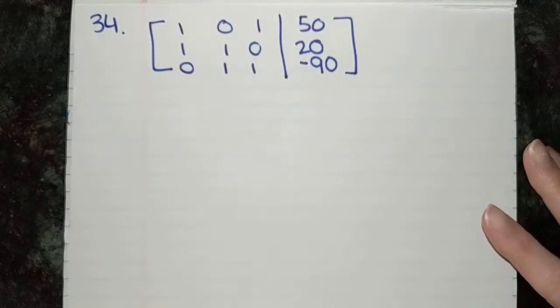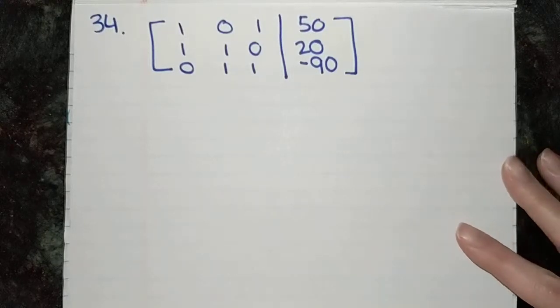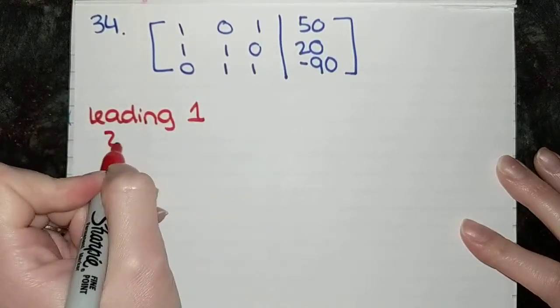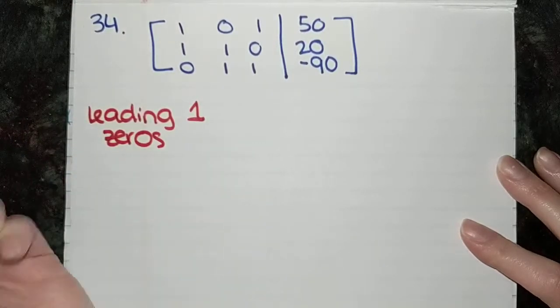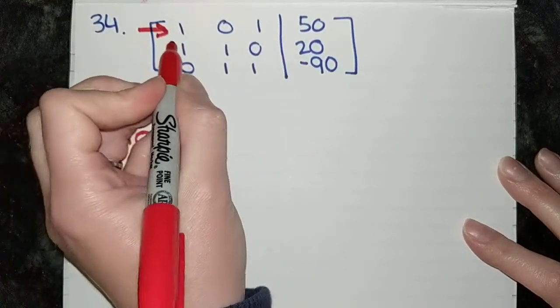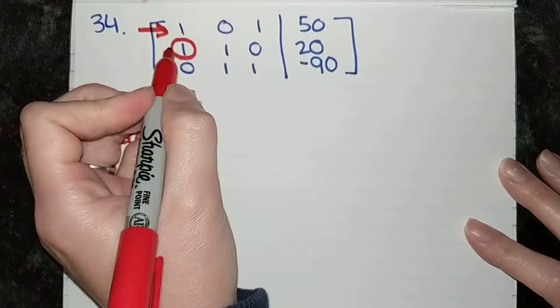So with this one, what we're going to first do is focus on getting the leading 1 in each of the rows, and then getting the zeros above and below that leading 1. So if you start in row 1, you'll see that you have the leading 1, but you need that row 2 to become a 0.